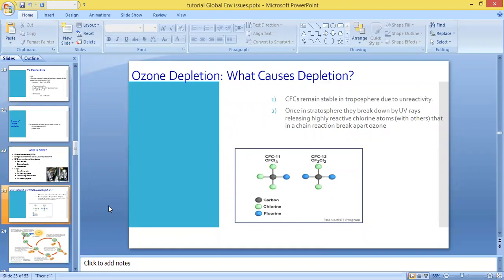So ozone depletion. What are the causes? CFCs remain stable in the troposphere due to unreactivity. So in the troposphere, they will remain stable in nature. But once in the stratosphere, they break down under UV rays, releasing a highly reactive chlorine atom which, in a chain reaction, breaks apart ozone. So it will release a highly reactive chlorine atom. You can see over here that there is a CFCl3 molecule, but due to a chemical reaction, this Cl atom is removed.